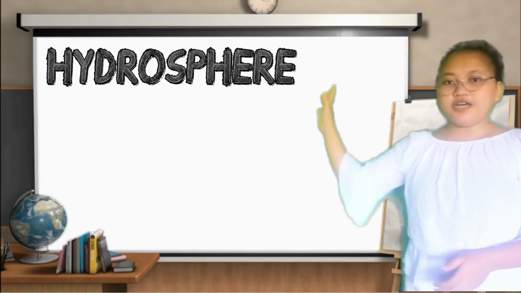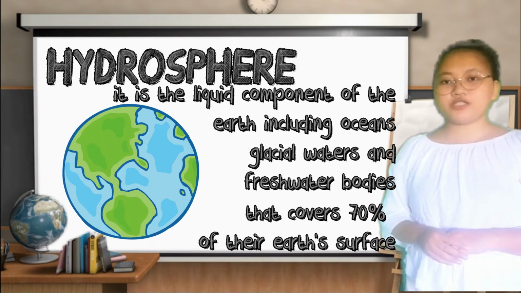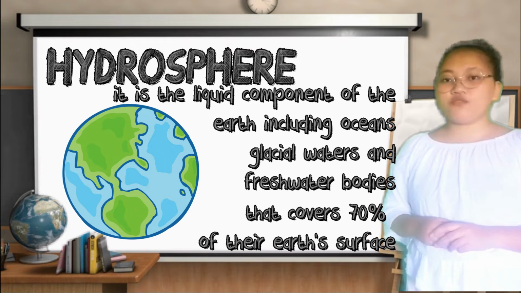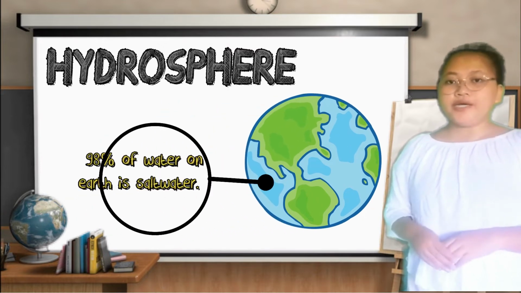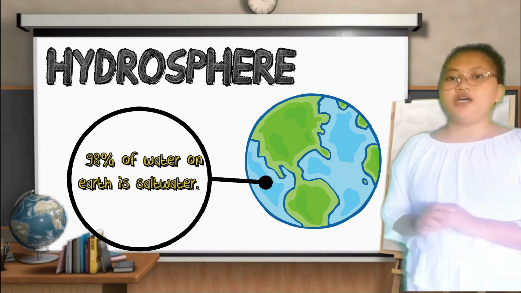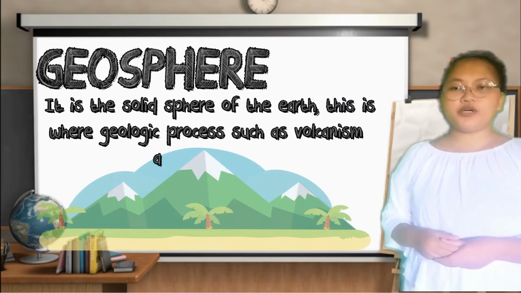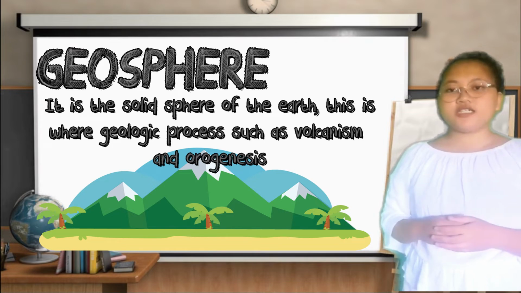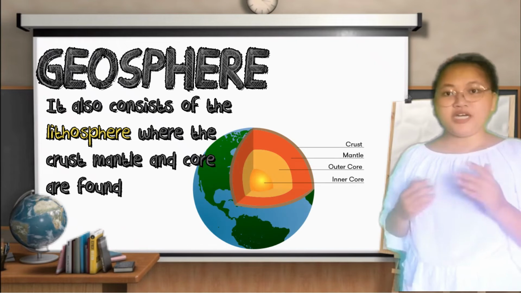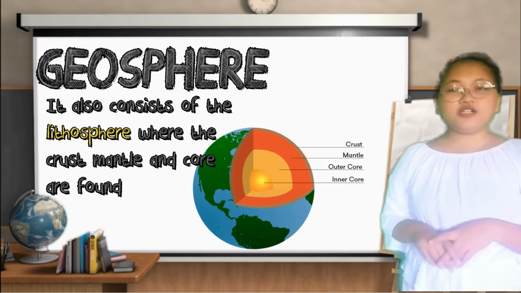Second is hydrosphere. It is a liquid component of the Earth, including oceans, glacial waters, and freshwater bodies that cover 70% of the Earth's surface. Moreover, 98% of water on Earth is salt water. Next is geosphere. It is a solid sphere of the Earth. This is where geologic processes such as volcanism and orogenesis take place. It also consists of the lithosphere, where mantle, crust, and core are found.